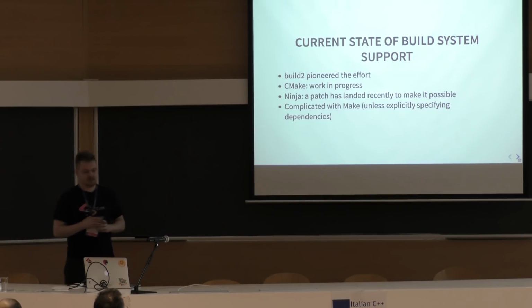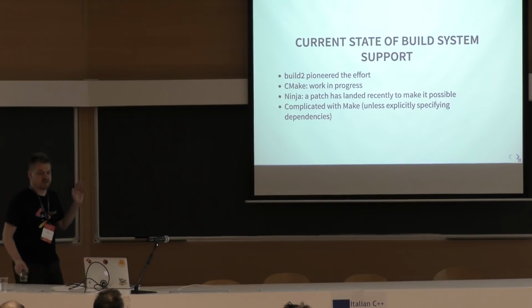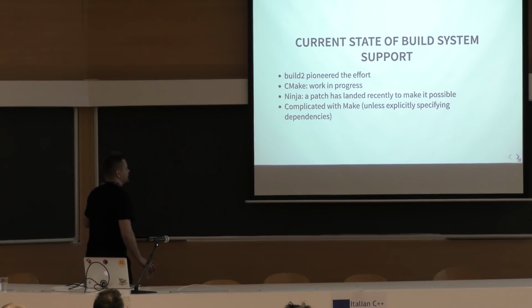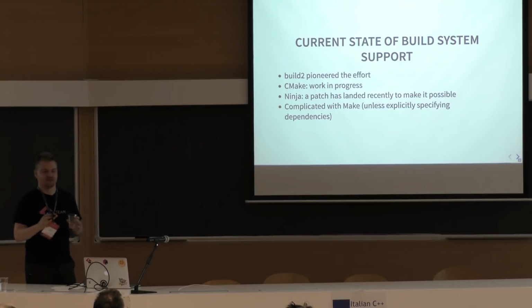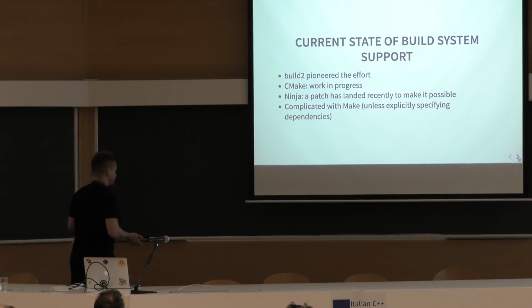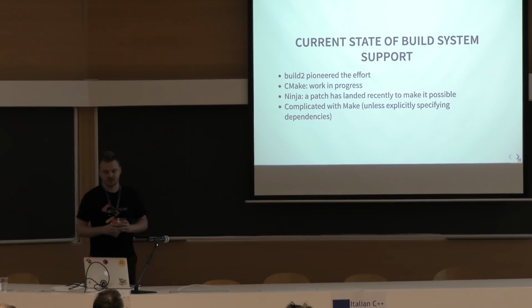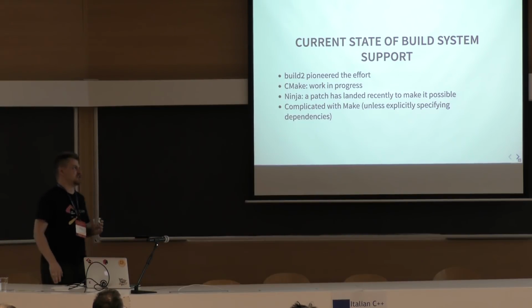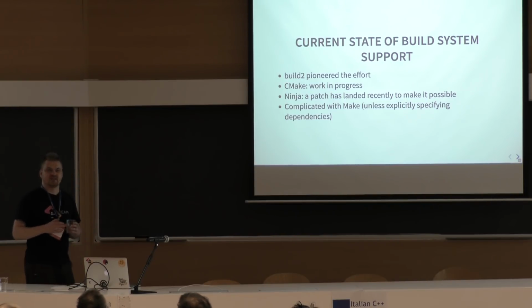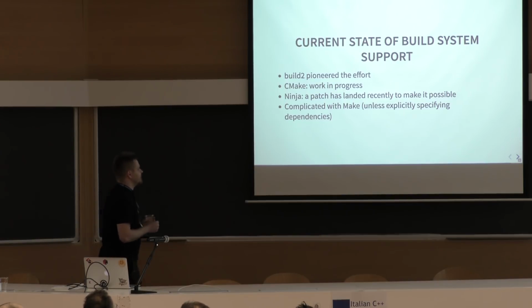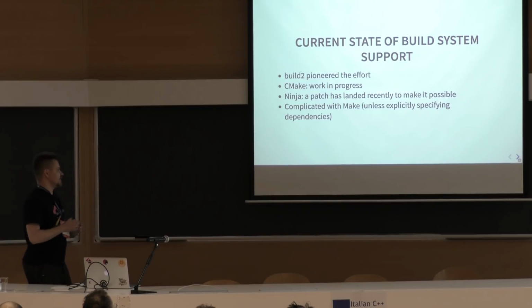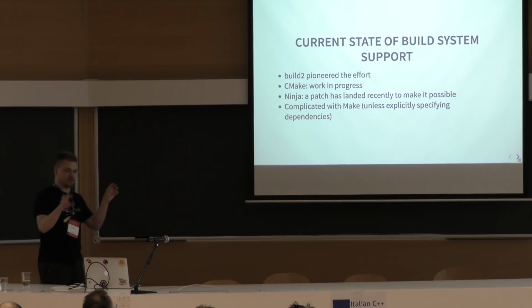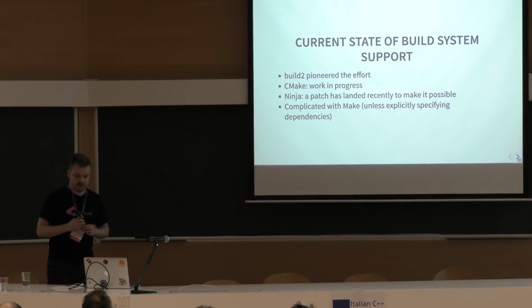And for the build system support, the build2 build system and Boris, who is behind that, pioneered some effort in the build system and made everyone aware of the problems. And in CMake, there is work in progress to support modules, and also there is a patch in Ninja to enable that. And people say that it's complicated to write proper build scripts with Makefiles to build modules, unless you explicitly specify the dependency between each separate module.